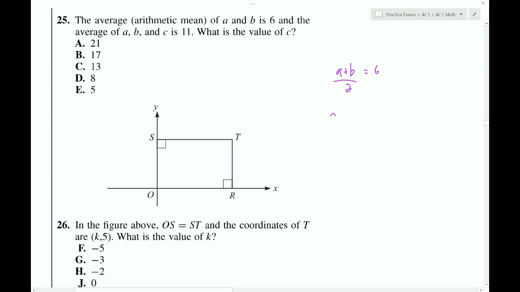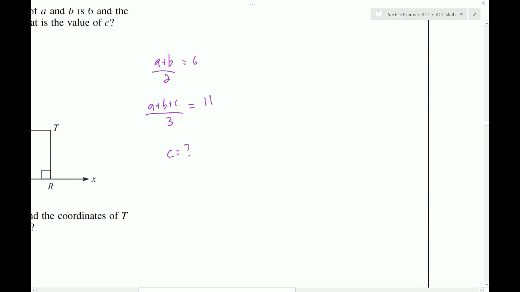The average of a, b, and c, so this time we add all three of those together and divide by 3, and that is going to equal 11. And they're asking us to find c. No problem. So we have to remember one thing, that whenever we have more than one term in a division bar, we do this with the parentheses, right? And now we have to multiply by 2 here. So we get the fact that a plus b has to equal 6 times 2, which is 12, right?